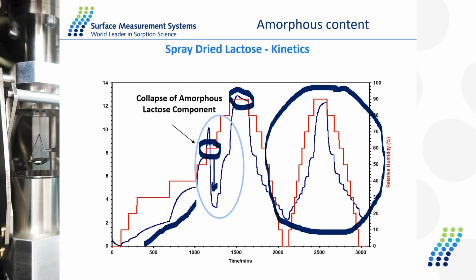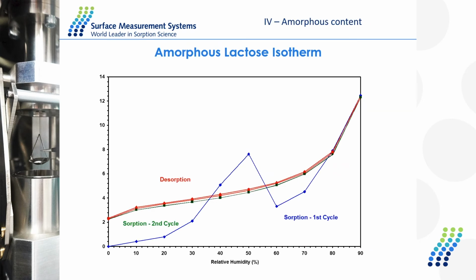Now, if we plot the isotherm of this data, it is even more evident. You can see here this is my mass drop during my first cycle, and the second cycle shows perfectly repeatable data, which means that a single cycle is able to transform my entire material from fully amorphous to fully crystalline.